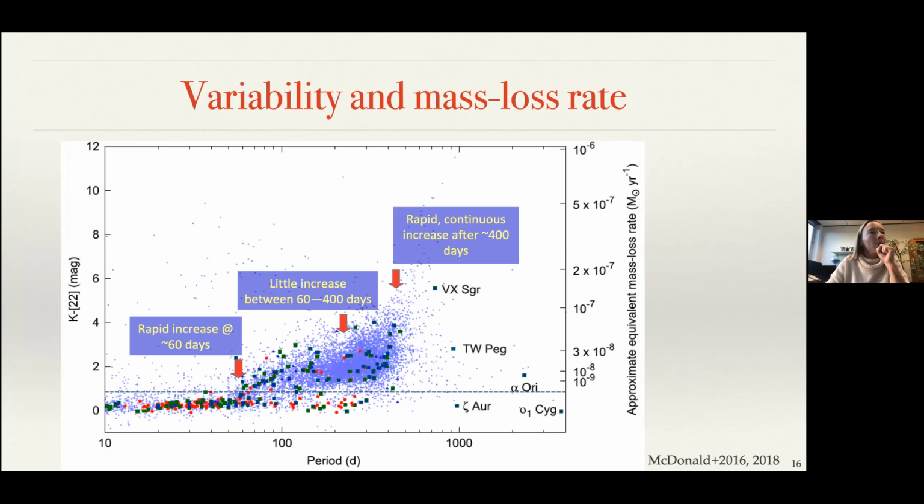So I come back now to an observational plot. You see here the period on the x-axis, and the y-axis is an approximate equivalent to the mass loss rate. And you see here that there is some rapid increase around the pulsation period of 60 days. Then there is some increase between 60 and 40 days. And then beyond that, you see a very rapid increase in the mass loss rate.